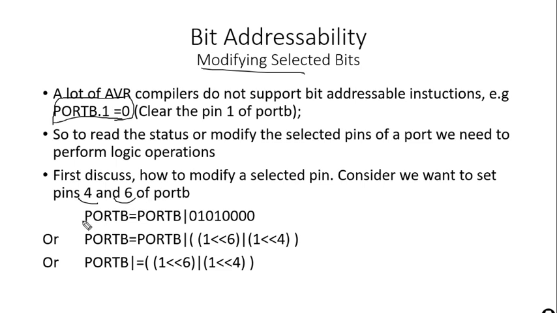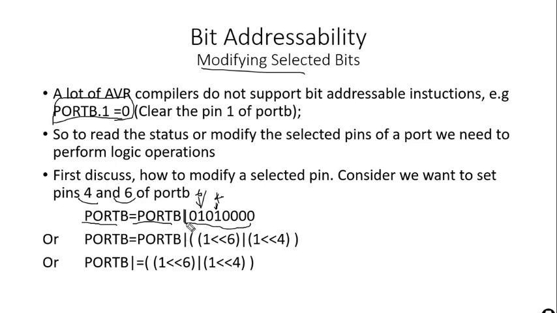So if you look at this operation, PORTB is equal to PORTB OR with 0, 1, 2, 3. This is bit number 4 and this is bit number 6. So what will happen here? If you perform an OR operation of whatever the value is on port B with this immediate value, what will happen?